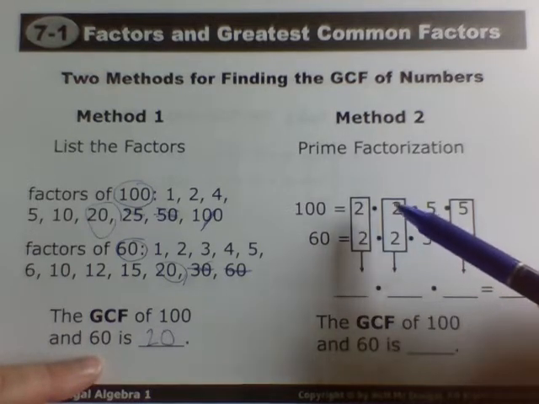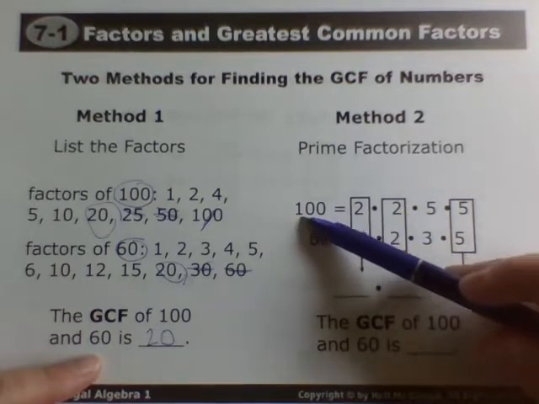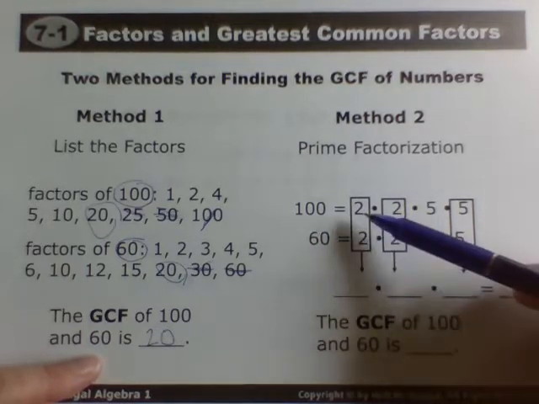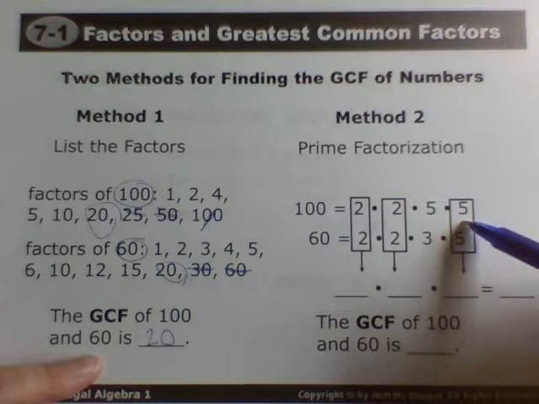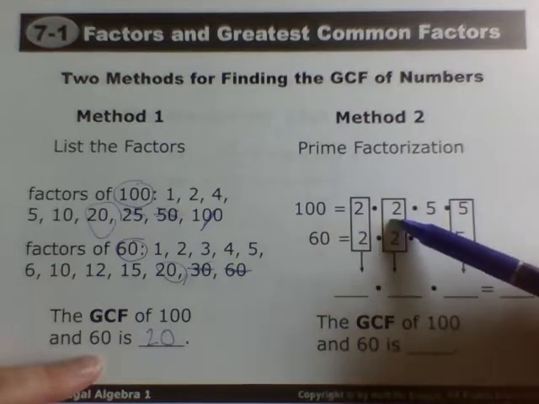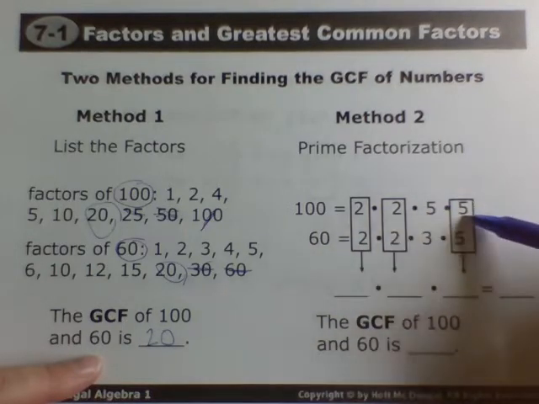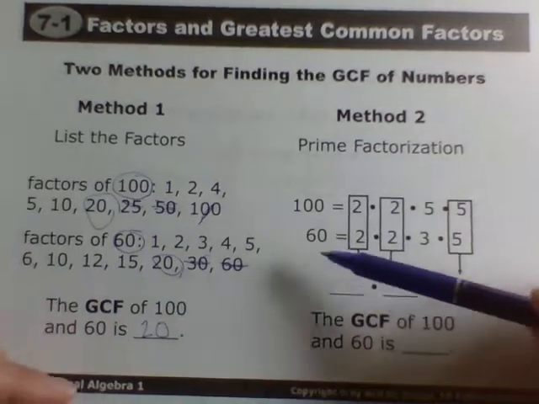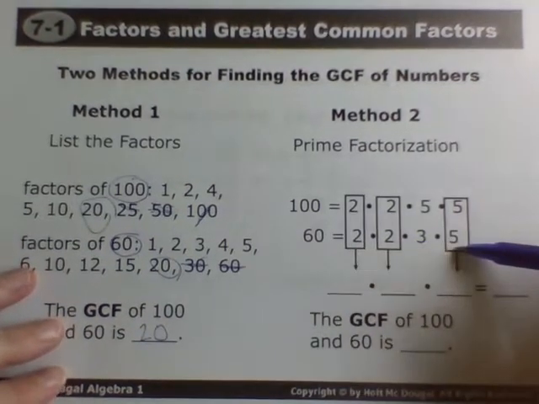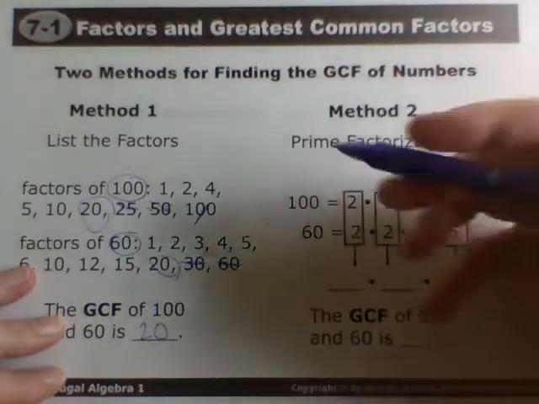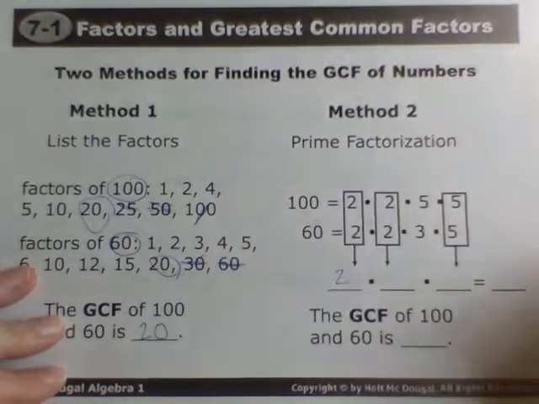Okay. All right. So anyway, 100 comes from 2 times 2 times 5 times 5. Right? So if I take 2 times 2, it's 4, times 5 is 20, times another 5 is 100. And then 60, 2 times 2 times 3 times 5. If you look at the list, there's a common set of 2's. So that's going to be in the greatest common factor.